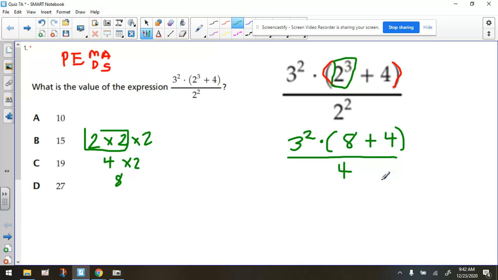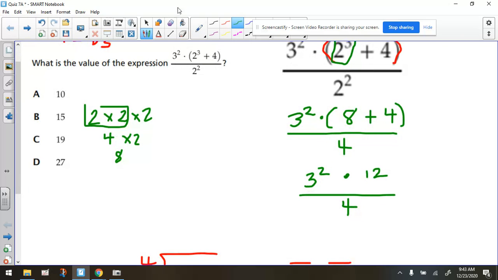All right, so next, let's evaluate what we need to do. We are still in progress with the parentheses. We have an operation within the parentheses, so we have to finish that. This plus this would be 12. And let's write everything that's left. So we have the 3 squared, we're multiplying, and we're dividing that by 4.